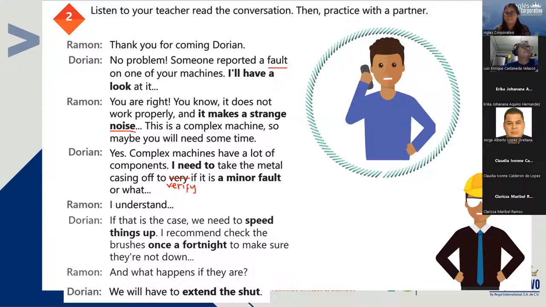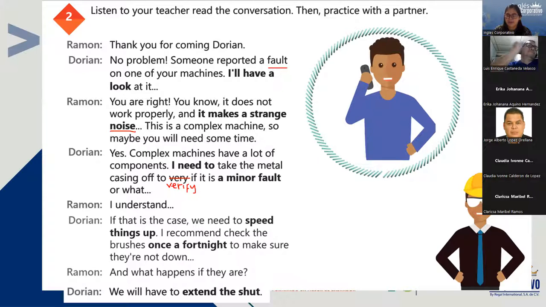Como una vez cada 15 días. Cada dos semanas, ¿verdad? Cada dos semanas, that's a fortnight. Once a fortnight, una vez cada dos semanas. So it is a machine that is delicate, right? It has to be checked. And it has to be checked every 2 weeks, not every 2 months. That sometimes, unfortunately, people forget to check the machines.